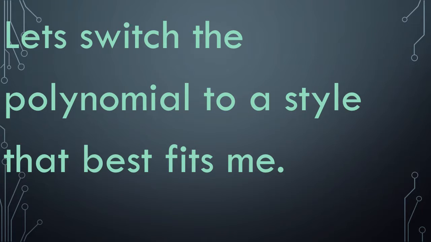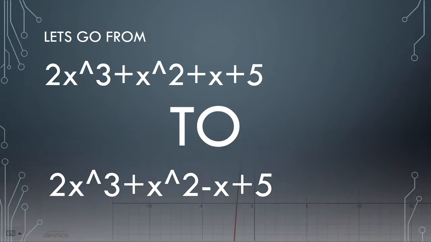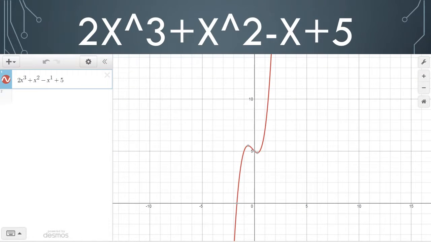Let's switch the polynomial to a style that best fits me. Let's go from 2x to the third power plus x squared plus x plus 5 to 2x to the third power plus x squared minus x plus 5. Now that polynomial fits more my style.